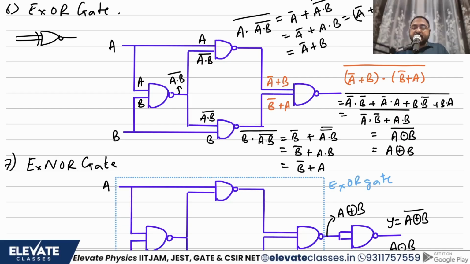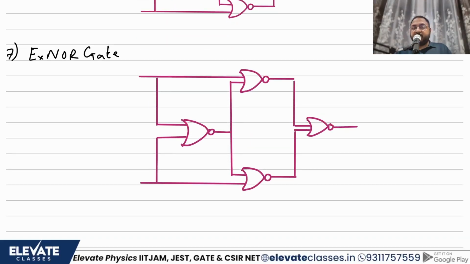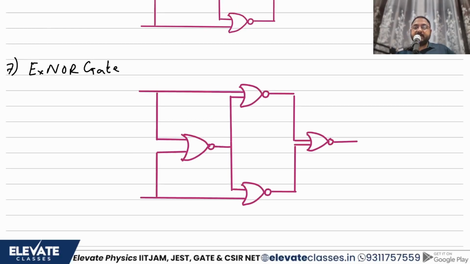See, you remember this shape for XOR? If we follow the same shape for XNOR and replace the gates with a NOR gate, you will get an XNOR gate. You will get an XNOR gate using NOR gates. Let me very quickly go through this. What will we get? Let's check.